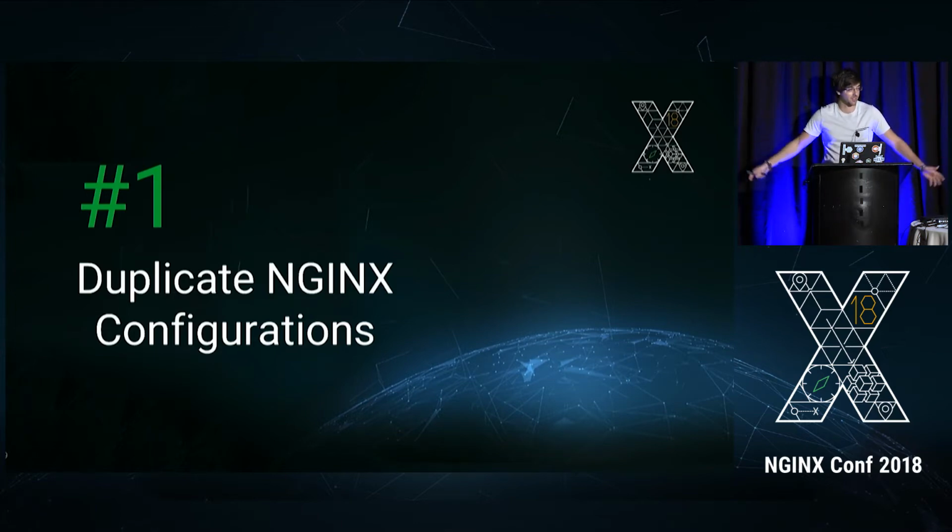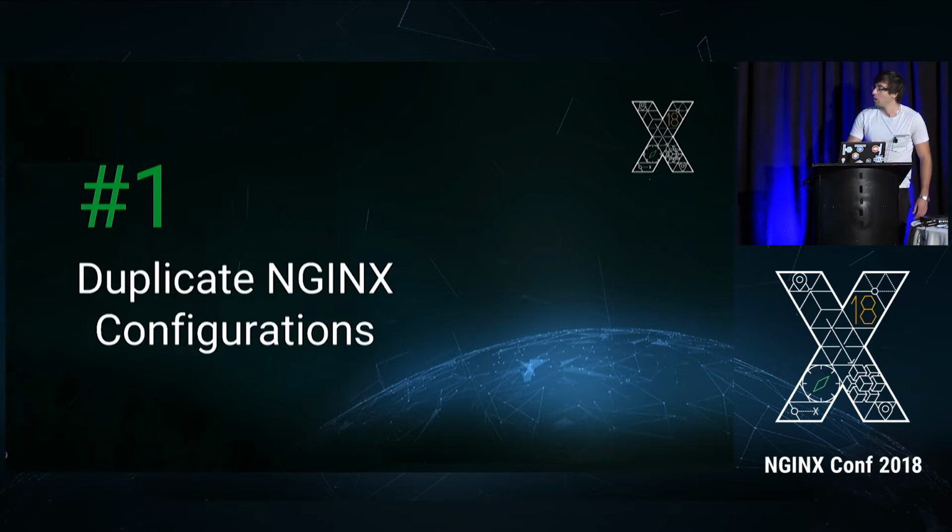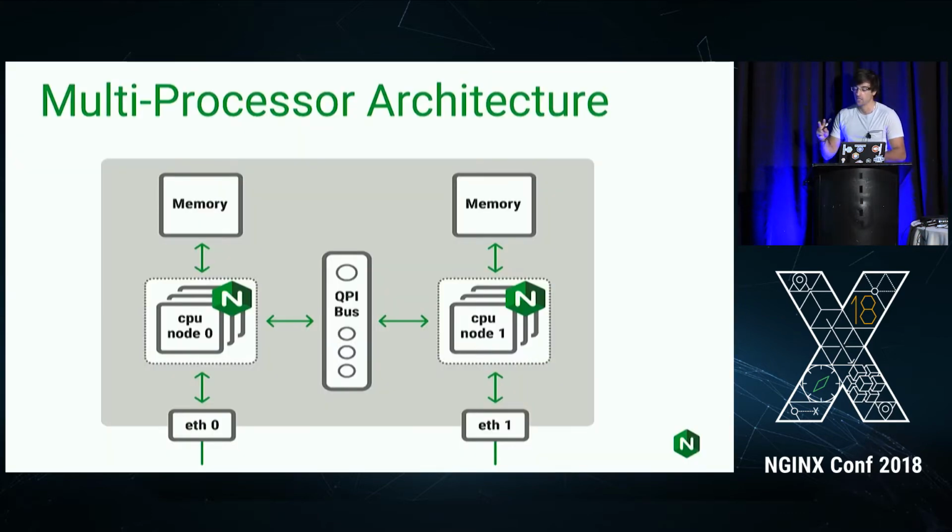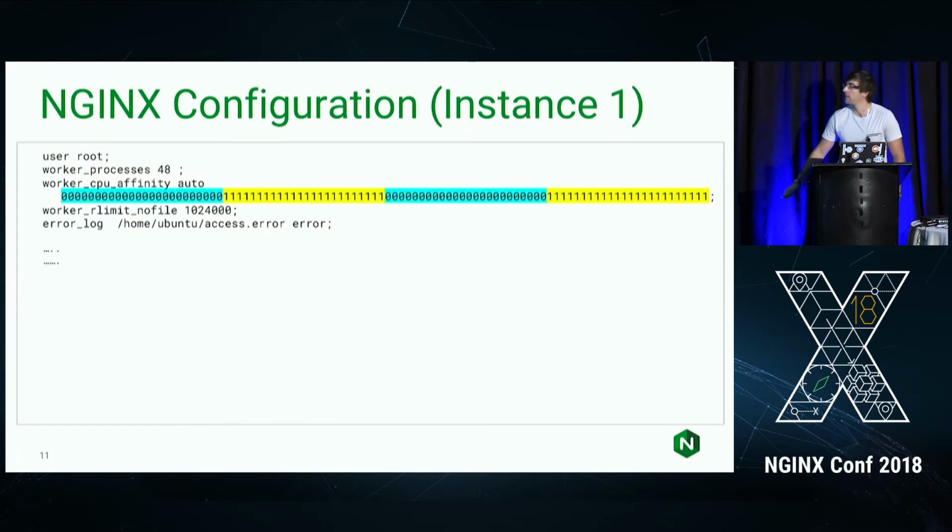What does that mean? We're going to create 2 NGINX instances. Forget containers, forget VMs. We're talking bare metal here. 2 NGINX instances with their separate master processes spawning their own worker processes, 1 bound to CPU node 0 and 1 bound to CPU node 1. And the way we do that is by enabling worker CPU affinity, which means binding worker processes to CPUs.